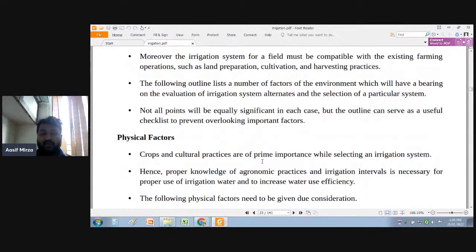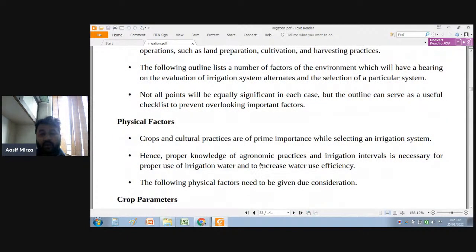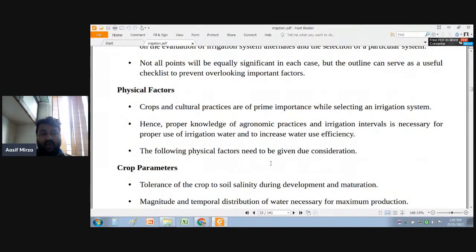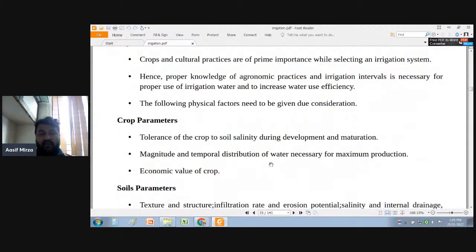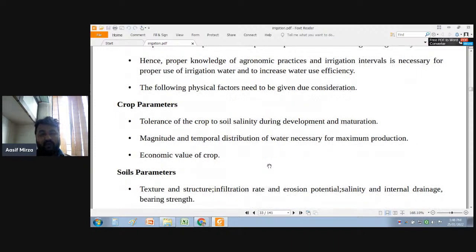Now, what are the physical factors for this? So, crops and cultural practices are of prime importance while selecting an irrigation system. Now, proper knowledge of agronomic practices and irrigation intervals is necessary for proper use of irrigation water and to increase water use efficiency. The following physical factors need to be given due consideration. Now, what are the crop parameters? So, these are the tolerance of the crop to soil salinity during development and maturation, magnitude and temporal distribution of water necessary for maximum production, and economic value of crops.